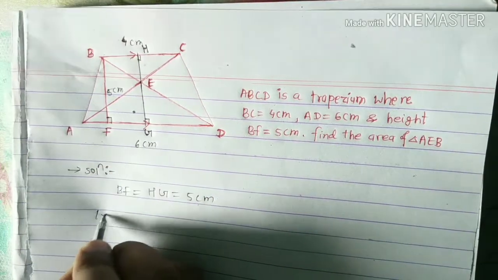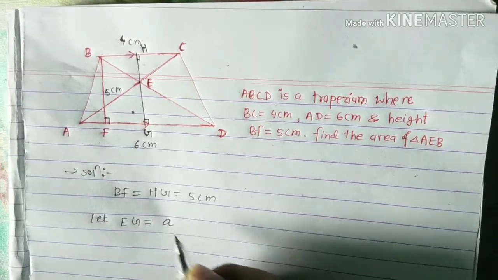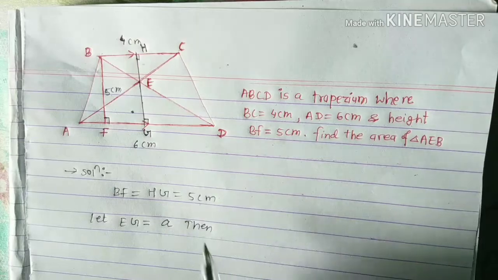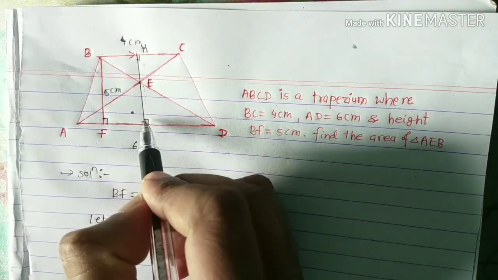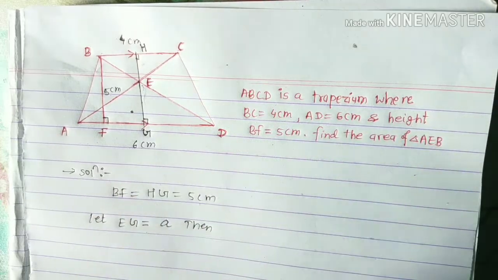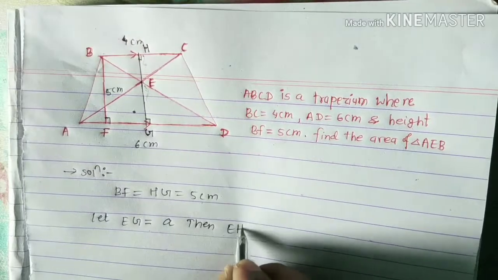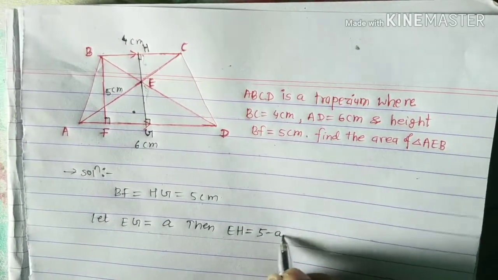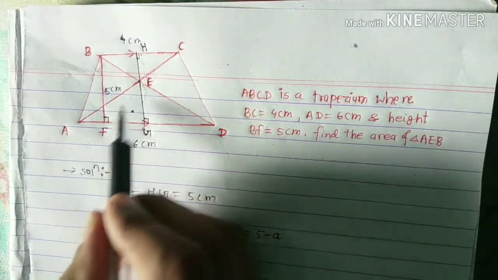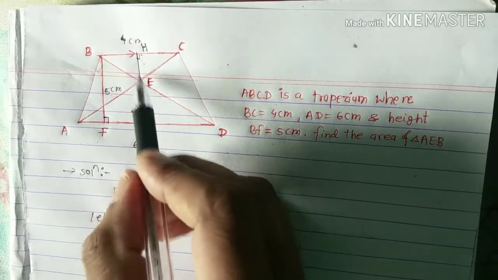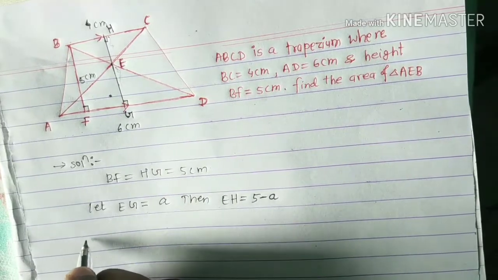Now we will let the side EG as a. If we let this side as a, then the side EH will be 5 minus a. And as we know that EG is the height of this triangle, and EH is the height of this triangle.